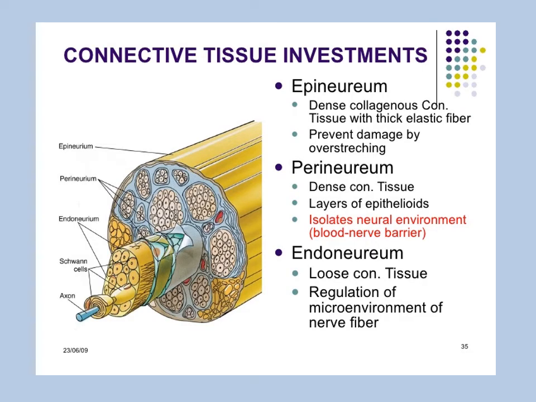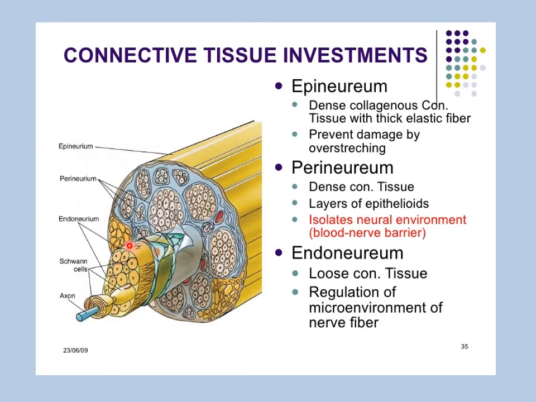Now, the connective tissue coverings of the peripheral nerves. They are covered by three layers of connective tissue. The axon is surrounded by a connective tissue covering called the endoneurium. It is a loose connective tissue and it regulates the microenvironment of the nerve fiber. So this is an axon or single nerve fiber which is surrounded by the endoneurium.